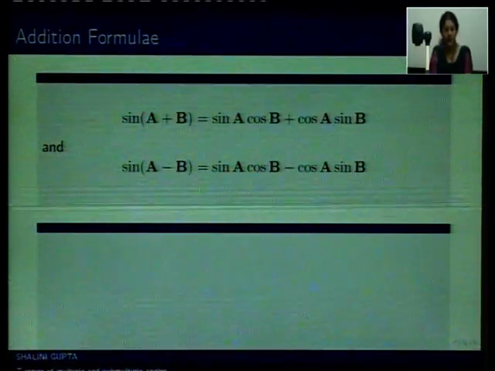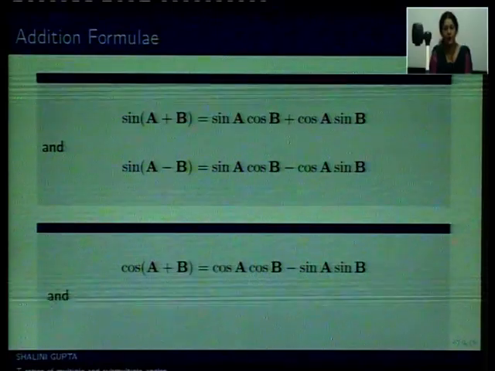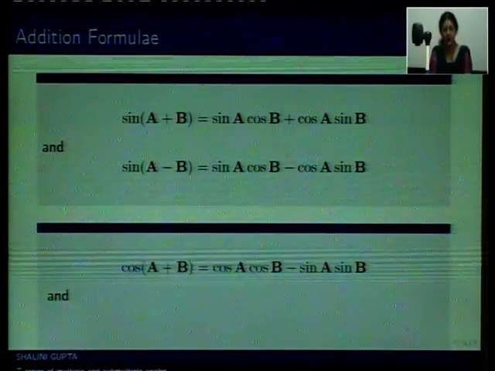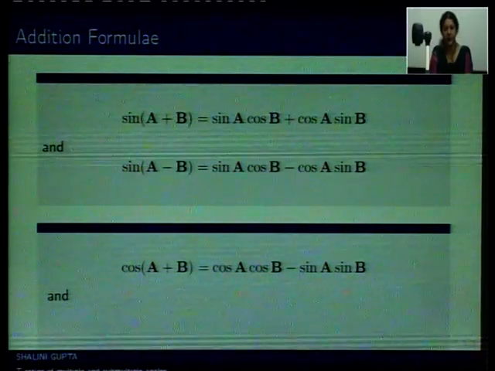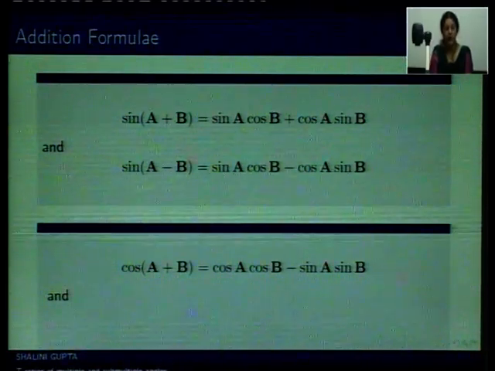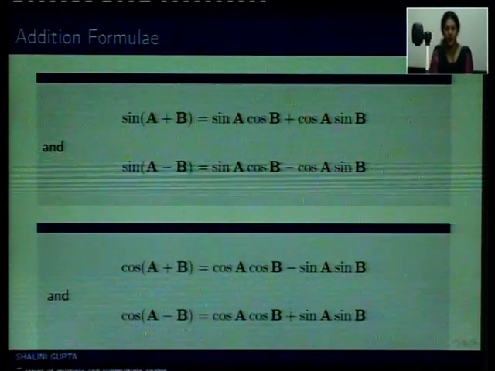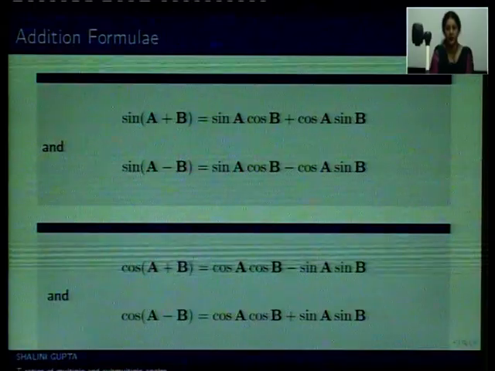Similarly, you must have discussed these formulas for cosine. So cosine of a plus b is cosine a cosine b minus sine a sine b, and cosine of a minus b is equal to cosine a cosine b plus sine a sine b.